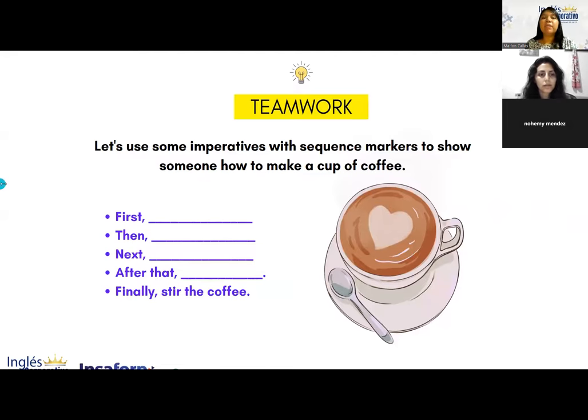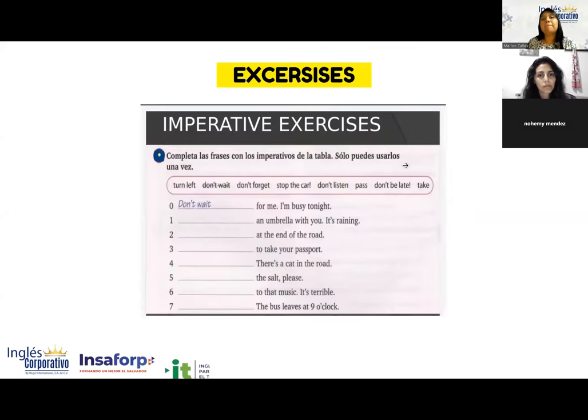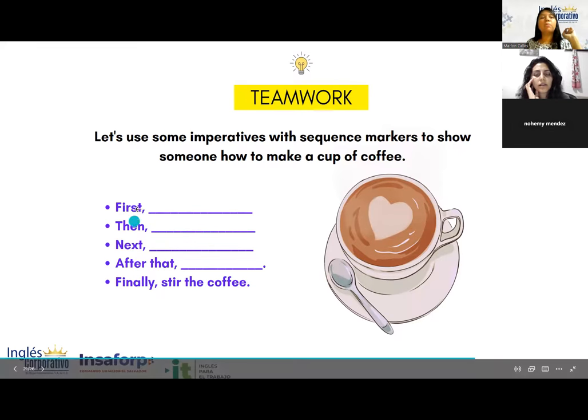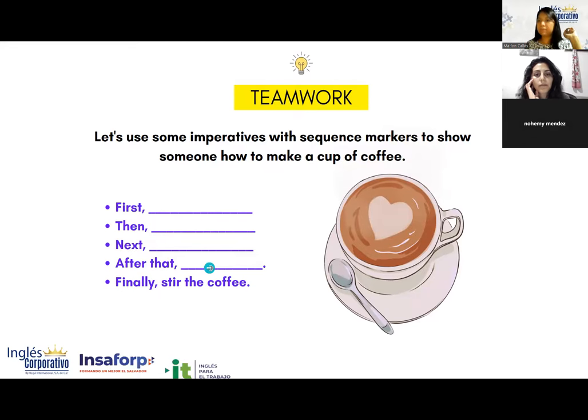¿Cómo es la actividad, teacher? Yes. So this activity is right here, okay? We were right here, but you need to go till activity number three. You are going to create a short recipe on how to make a cup of coffee, and you are going to describe the steps using some imperatives. I gave you the last step that says finally stir the coffee. Stir, that means revolver. You need to complete the other four steps. Okay. De acuerdo. All right. Thank you.